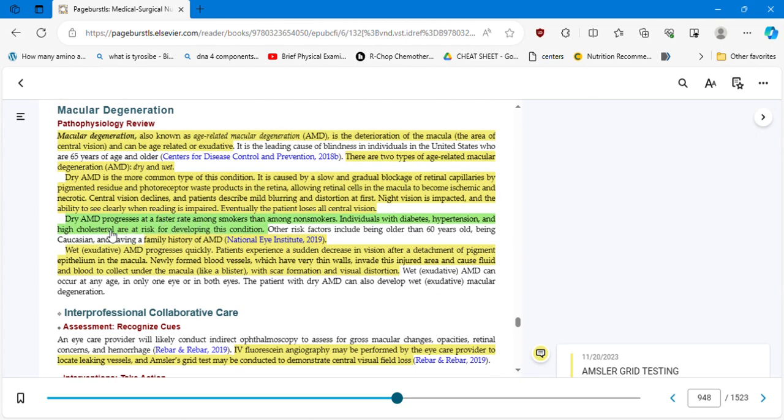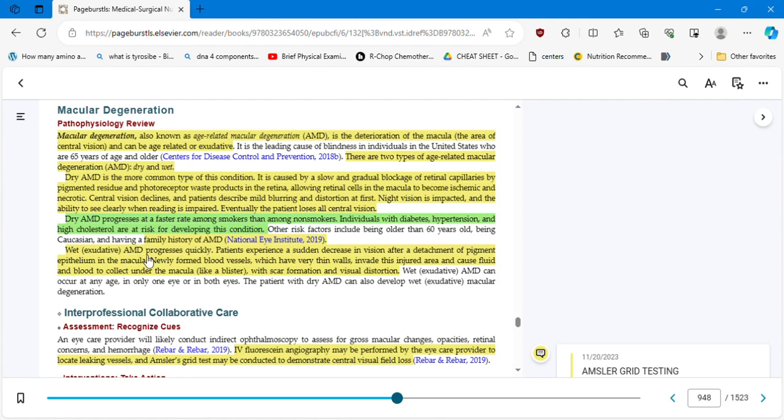Dry AMD progresses at a faster rate among smokers than among non-smokers. In general, smoking affects all these disorders, but in macular degeneration, smokers are the most affected. Individuals with diabetes, hypertension, and high cholesterol are at high risk for developing this condition. Also pay attention to the family history of AMD.